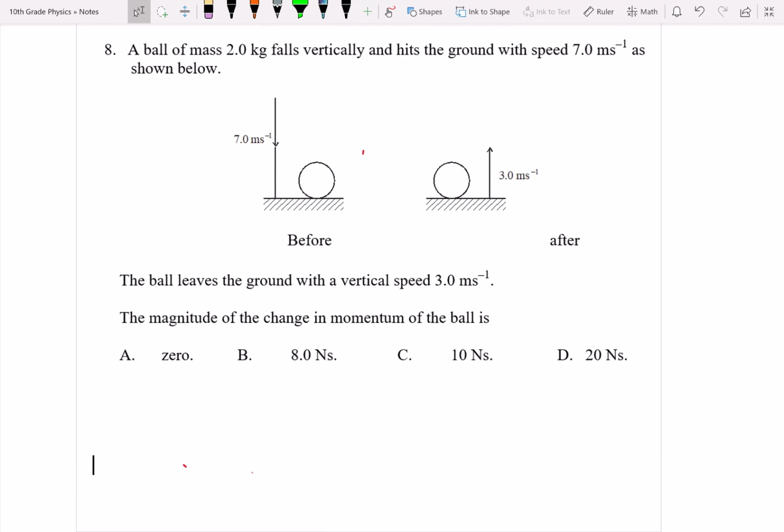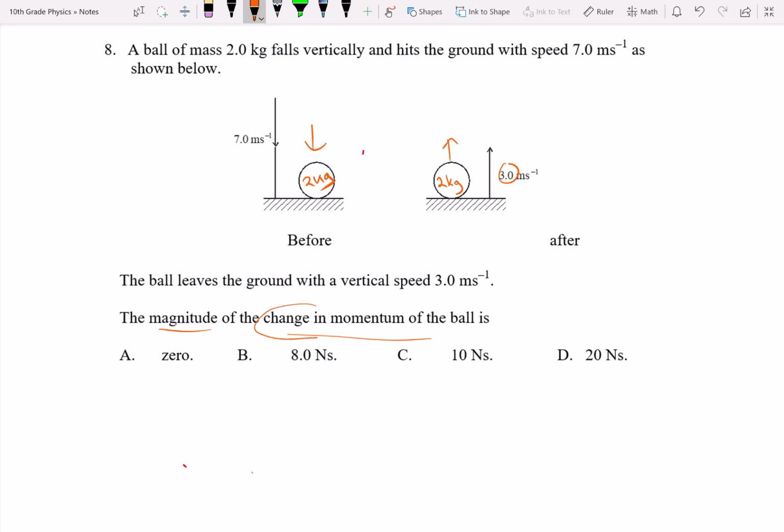In this problem, we're told that a ball of mass 2 kilograms falls vertically, so it's falling down, and hits the ground with a speed of 7 meters per second. And then it hits the ground and rebounds with a speed of 3 meters per second, right? We know that this is the same ball, so it should have the same mass. I think we're asked to find the magnitude of the change in momentum of the ball.